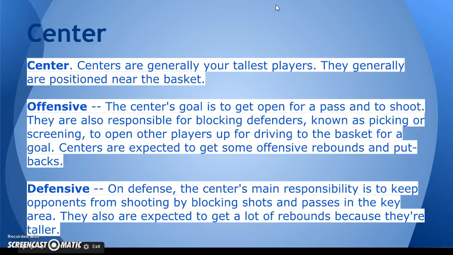Center. Centers are generally your tallest player. They generally are positioned near the basket. Offense. The center's goal is to get open for a pass and to shoot. They are also responsible for blocking defenders, known as picking or screening, to open other players up for driving to the basket for a goal. Centers are expected to get some offensive rebounds and putbacks. Defense. On defense, the center's main responsibility is to keep opponents from shooting by blocking shots and passing in the key area. They also are expected to get a lot of rebounds because they're taller.